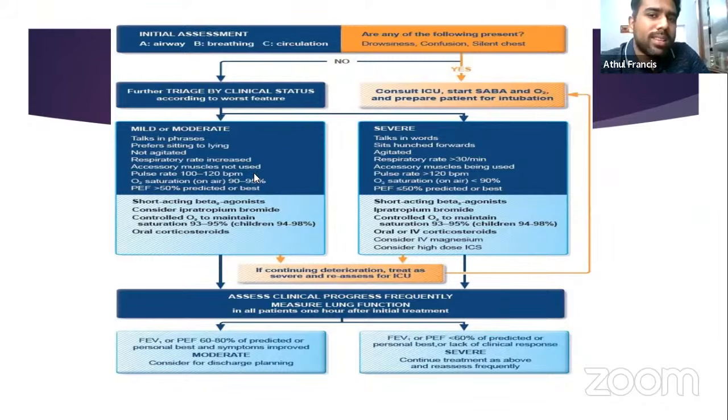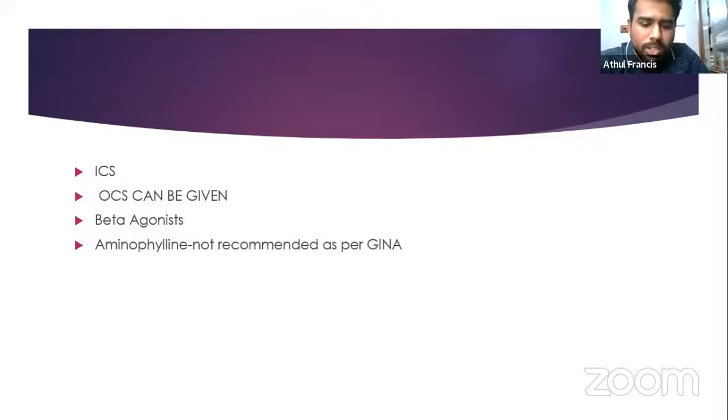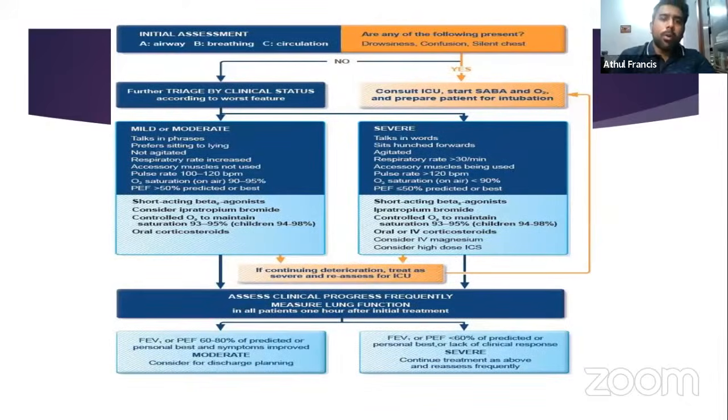If he doesn't have any silent chest, drowsiness, or confusion, again classify into mild to moderate and severe and treat them. If it's severe, always go for intubation. So the important point to note here is, according to GINA, NIV, non-invasive ventilation, doesn't have much of a role in bronchial asthma. It's always intubation.